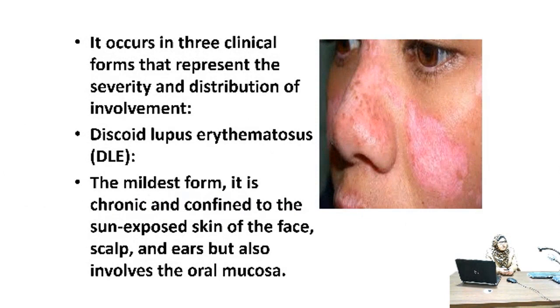It occurs in 3 clinical forms, which differ in severity and distribution. First is discoid lupus erythematosus, which is a mild form, chronic and confined to the sun-exposed skin of the face, scalp, and ears, but also involves the oral mucosa.